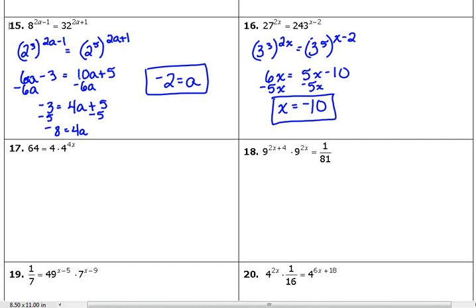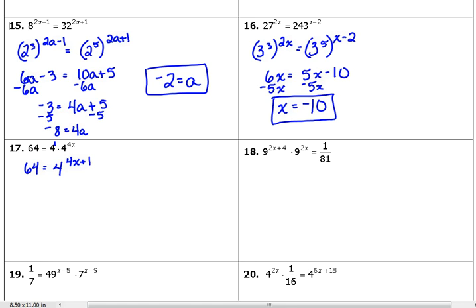All right, number 17. So we've got 64 and we've got 4. But before we deal with that part, let's deal with the fact that we have the 2 4s on the right side. So we need to combine those first. So we add their exponents. The first one doesn't have an exponent, but remember that's 4 to the 1st. So on the right side, when we add those together, we're going to get 4x plus 1, or 1 plus 4x. I like the variable to come first.